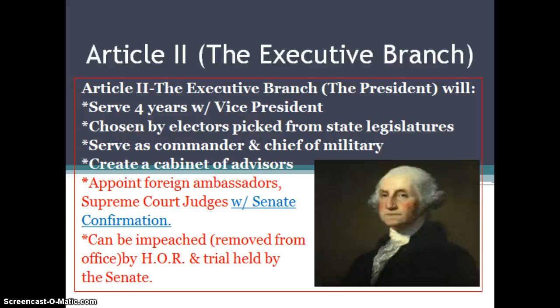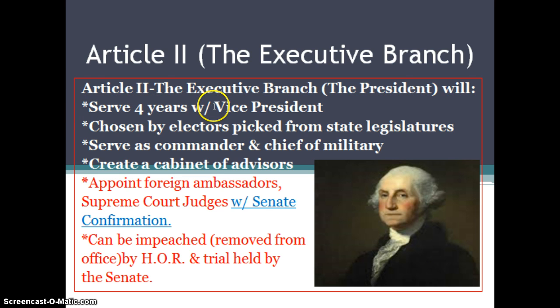Again, we wanted to make sure that we did not have a president that was too powerful, because we were just getting through our revolution and we didn't want anybody who might look like a king. So notice some of the things to make our president, as described in Article 2, or the executive branch, not look like a king. Article 2 sets limits on how long the president can serve.